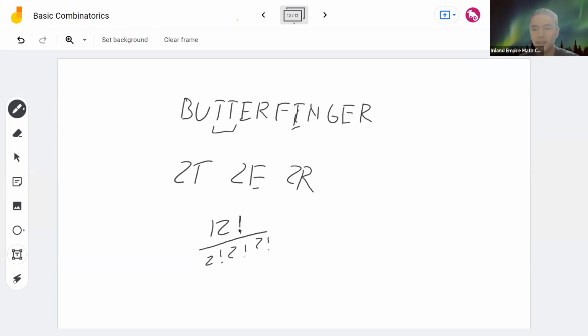Yeah, so everyone get that? Same concept as earlier. We're just dividing by how many times you overcounted. Because again, we have the two t's, the two e's, and the two r's. We're just doing it the same. The 12 factorial here assumes that everything is different, but everything is not different. There's two t's, two e's, and we have to divide those out.